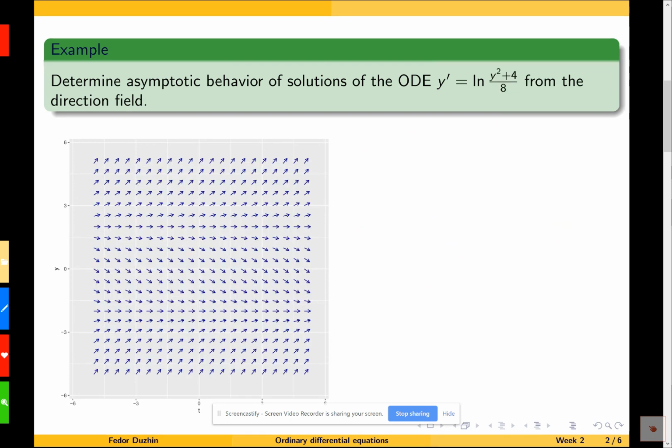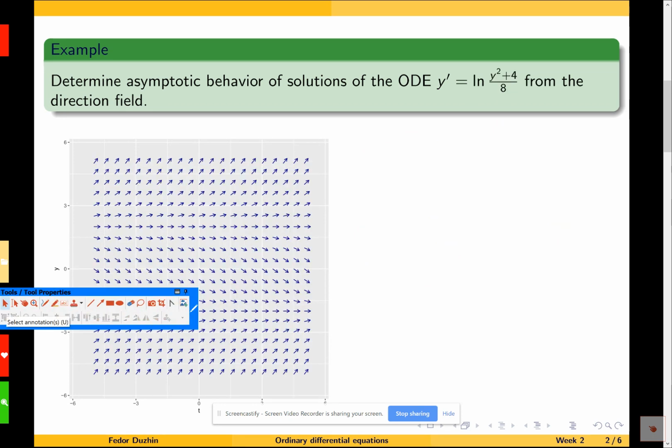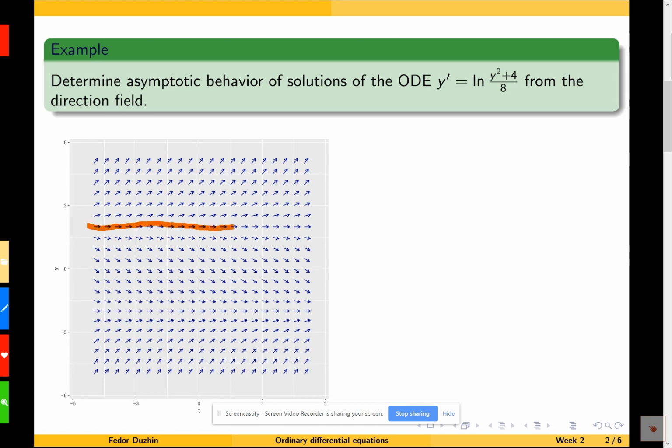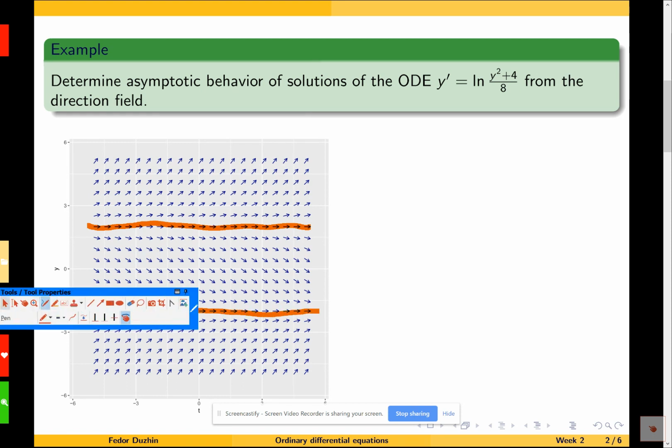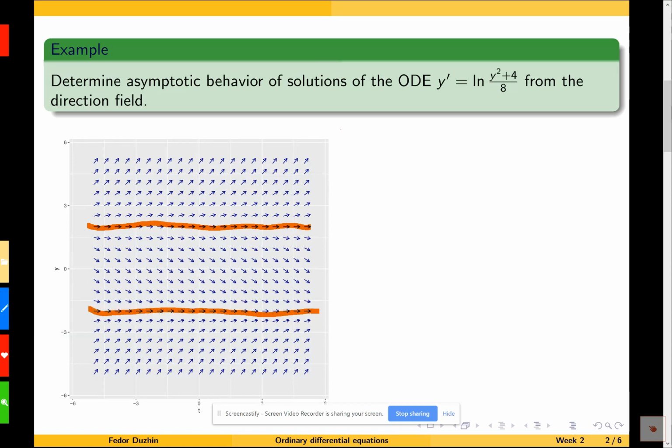Okay, next. So now the ODE is y prime equals ln of (y squared plus 4) over 8. And if you look at the direction field, notice that there are two equilibrium solutions here. They seem to be y equals 2 and y equals negative 2. But let us solve for equilibrium solutions to make sure. We're not going to solve the differential equation, but we will find equilibrium solutions.